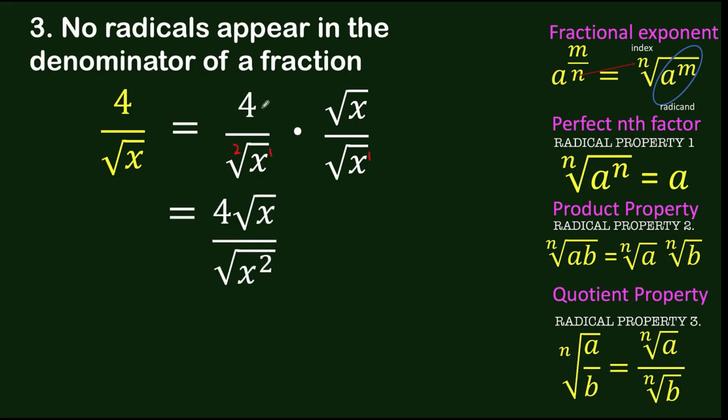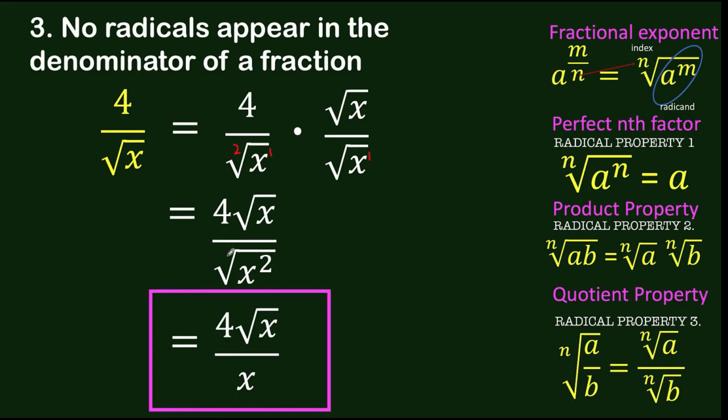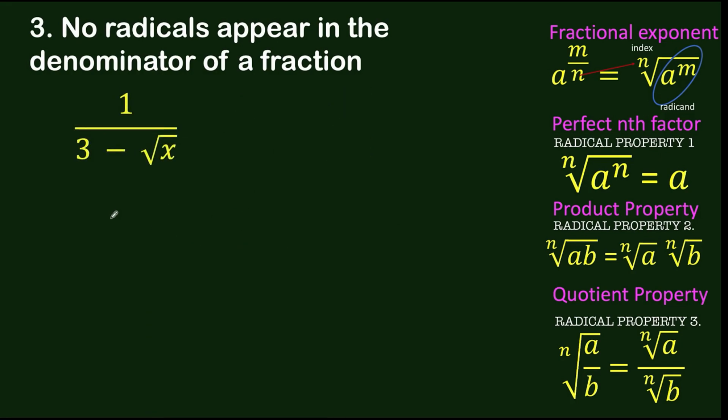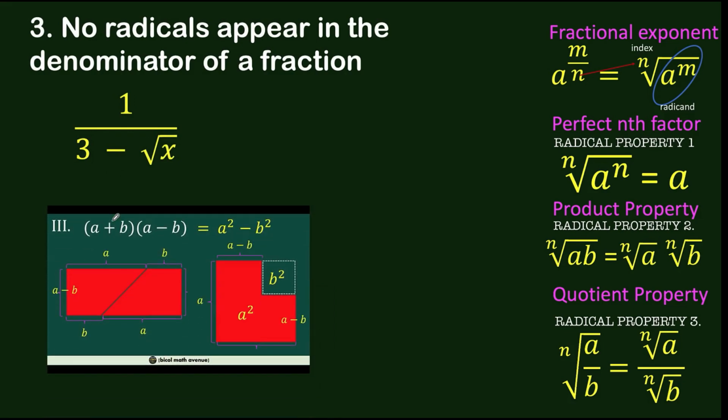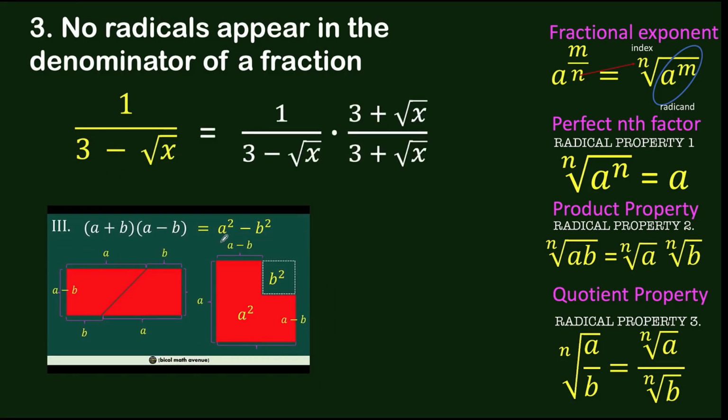So simplifying, the numerator becomes 4 times square root of x. The denominator is the square root of x times square root of x, which is equal to the square root of x squared. You add the exponents 1 plus 1. And this is a perfect nth factor because the index is implied to be 2. So the denominator becomes x, and this is now the simplest form. Now another case is when you have a binomial in the denominator. The technique to rationalize this is to apply the difference of two squares. When you have the quantity a plus b times the quantity a minus b, that is equal to the difference of a squared minus b squared. So in here, think of this as your factor a minus b.